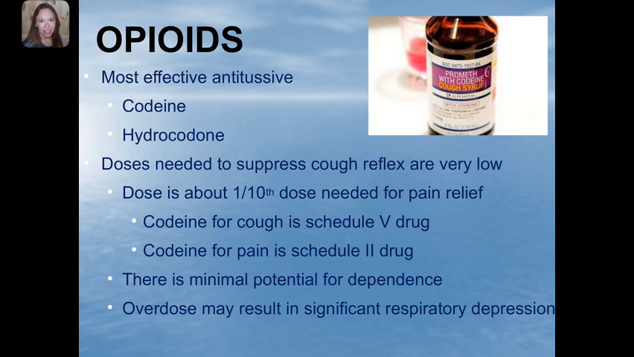Since we're using such a low dose, we aren't seeing these medications cause as much dependency. So the schedule of the drug changes then. The schedule would be a schedule 5 when it comes to codeine being used for cough, whereas if we're using codeine for pain, it then becomes a schedule 2 drug. When it comes to being a lower schedule, like I said, minimal potential for dependency.